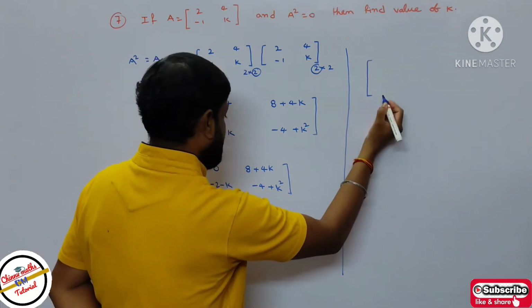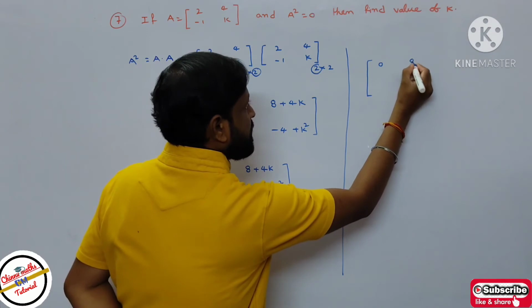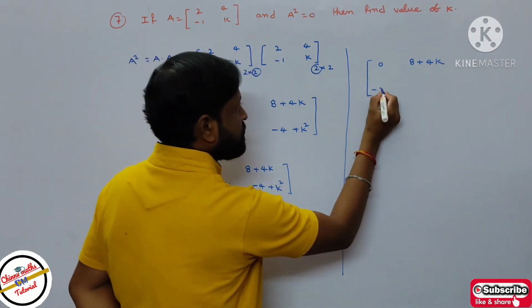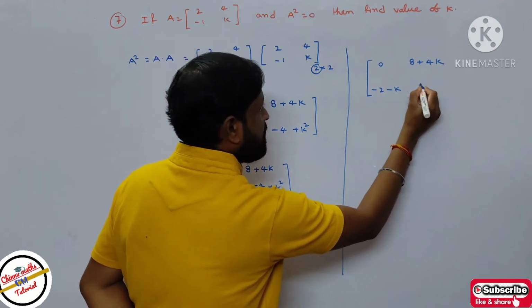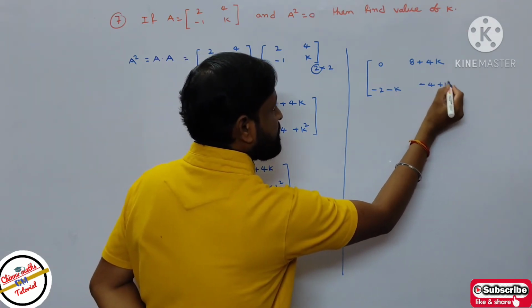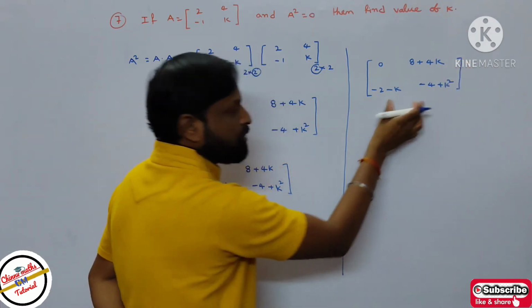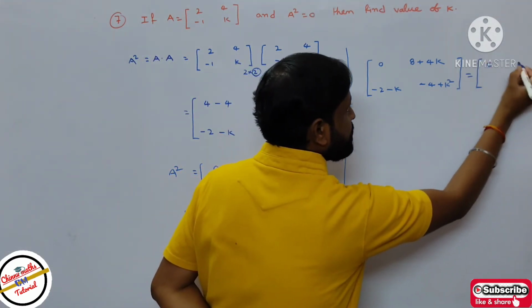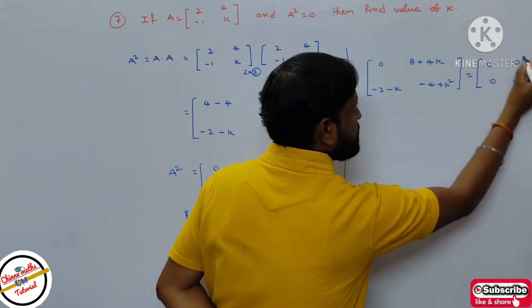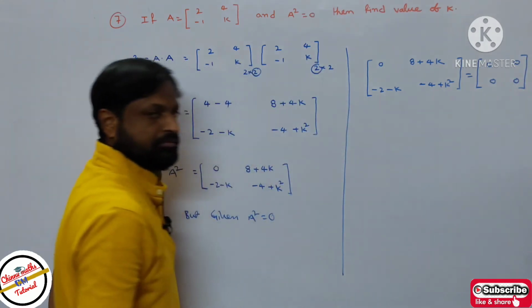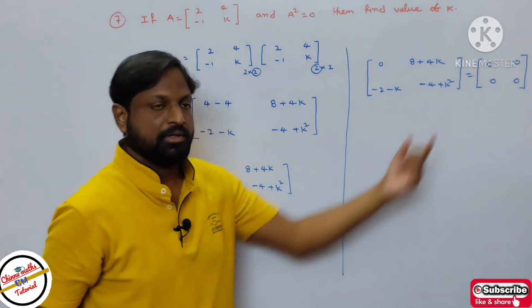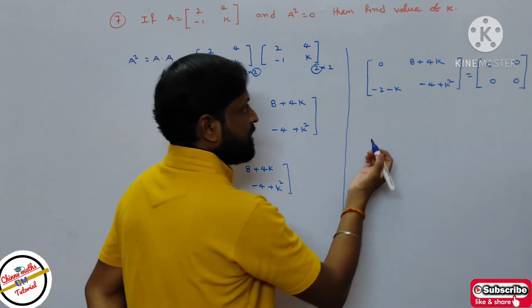The A square matrix is [0, 8 plus 4K; minus 2 minus K, minus 4 plus K square]. It is a 2 by 2 matrix, so that is why we take the null matrix also as a 2 by 2 matrix: [0, 0; 0, 0]. Already we know the equality of two matrices: when the given two matrices are equal, their corresponding elements are equal.